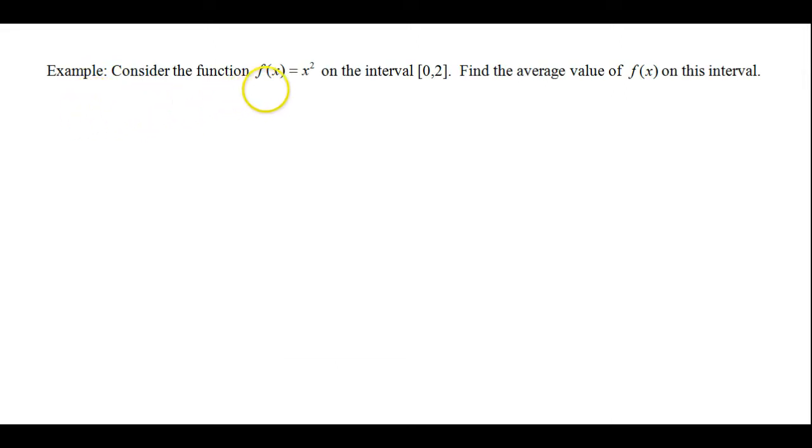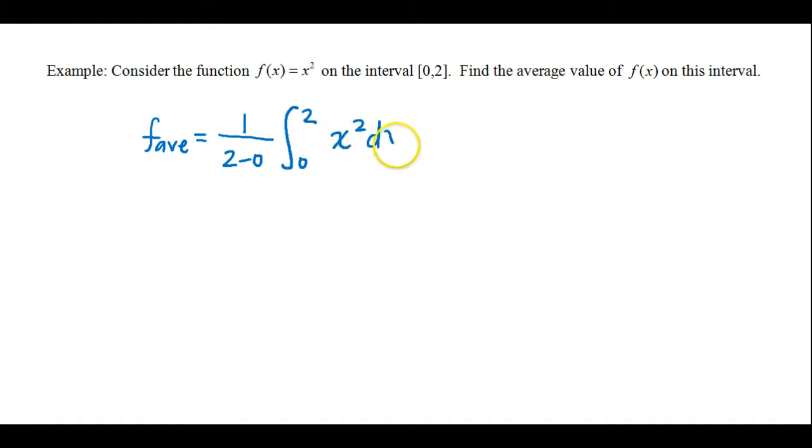So consider the function f of x equals x squared on the interval from 0 to 2. Find the average value of f of x on this interval. So what I'm going to do is set up f average, which is 1 over b minus a, so 1 over 2 minus 0, times the integral from 0 to 2 of x squared dx. And now it's a matter of solving this integral.